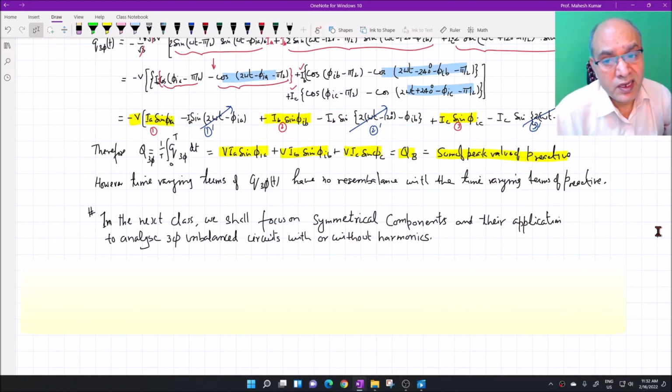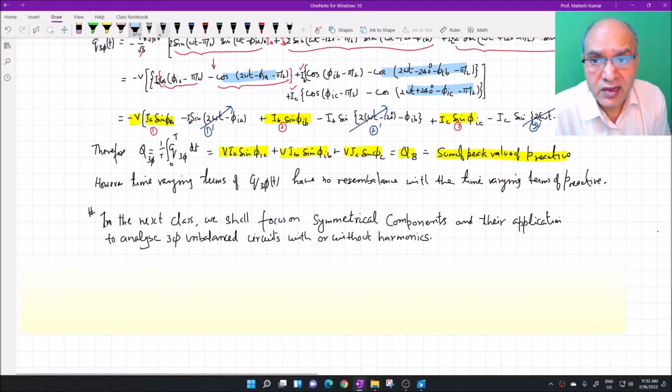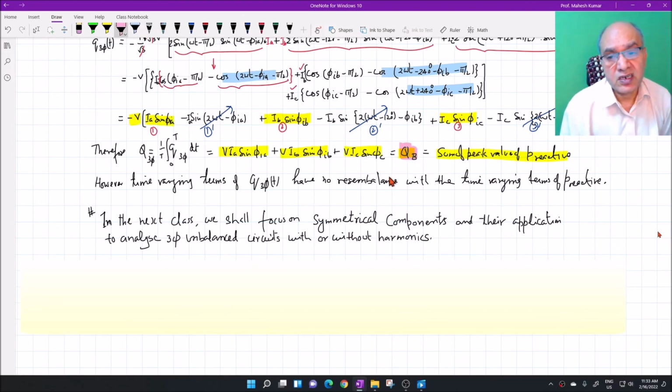For a three-phase unbalanced system, neither the average component nor the time varying components are matching. And if one set is balanced, another is unbalanced, for example, voltage is balanced, current is unbalanced, or vice versa, then the average component is again matching with the QB. You can see here it's matching with the QB, but the time varying nature of Q, small q, has no resemblance with the time varying nature of the P reactive.